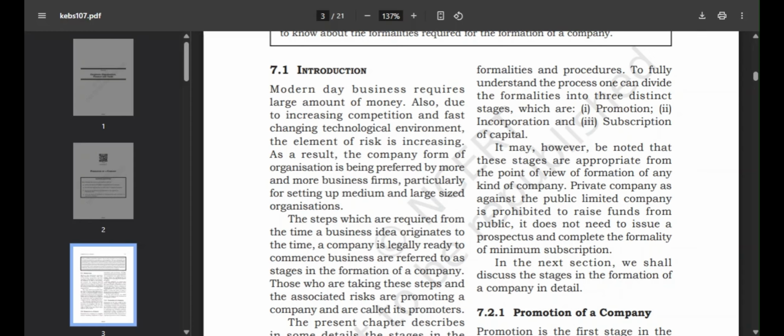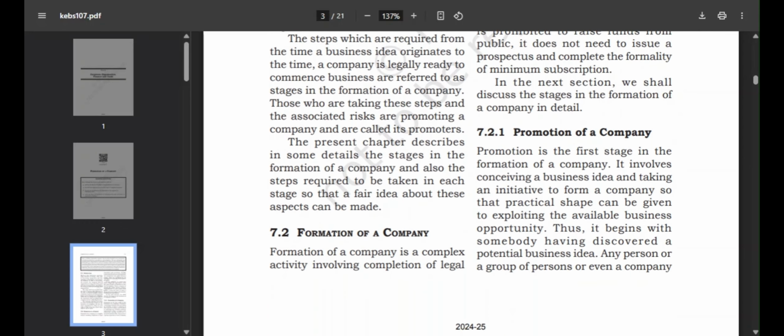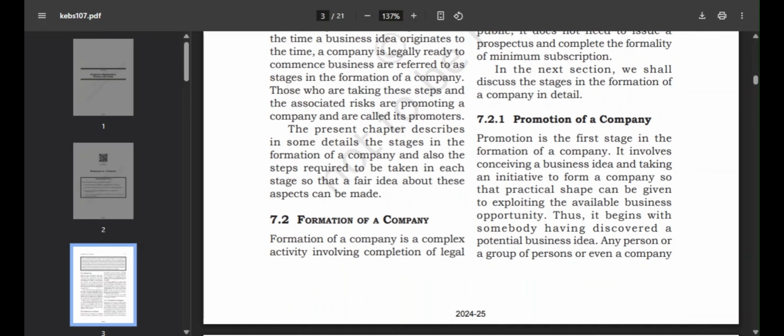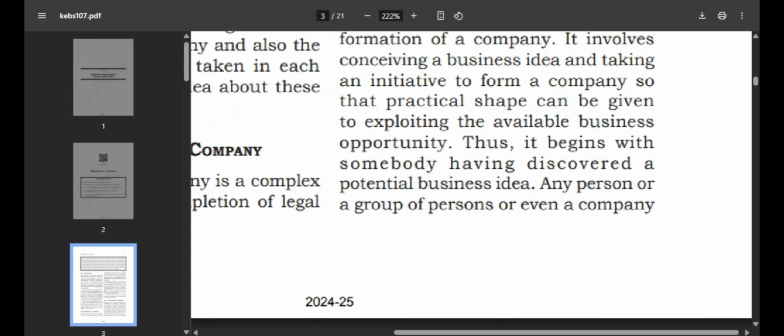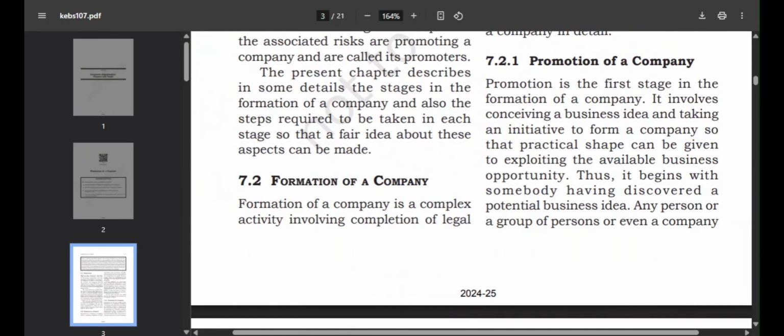Let's start the chapter. So first we are going to study promotion of a company. So, promotion is the first stage in the formation of a company. It involves conceiving a business idea, means making a business idea. First, you think of a business idea that I want to start a company of, say, anything. So, you pitch a business idea and take an initiative to form a company so that practical shape can be given to exploit the available business opportunity. Whatever idea that you think, to give it a practical appearance, you form a company.